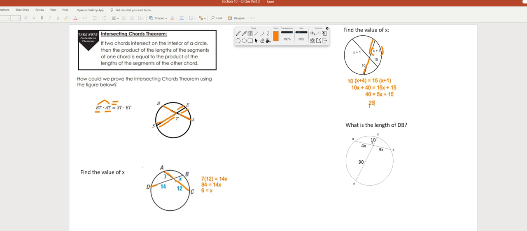So this is going to be 25. It's equal to 5x. So that means that if you divide 25 by 5, you're going to get that x is equal to 5. Okay?